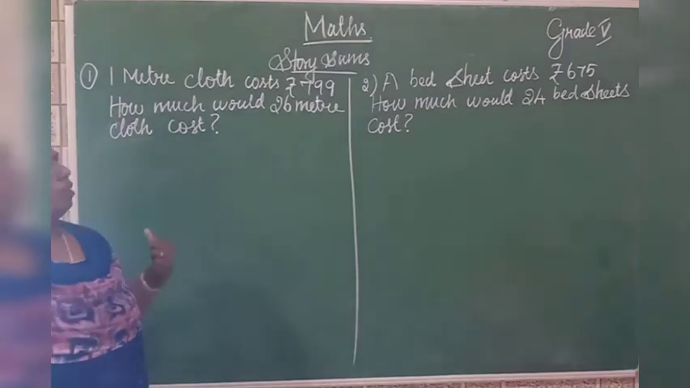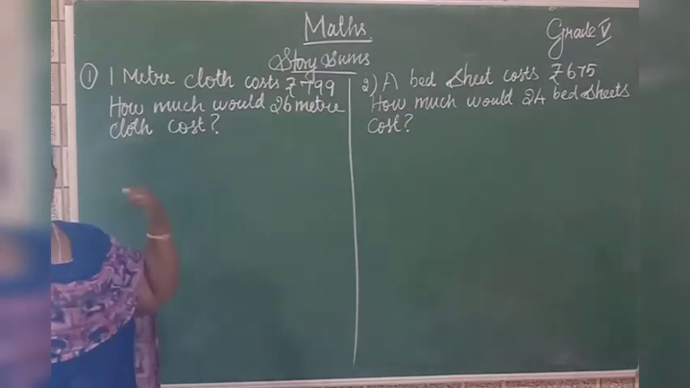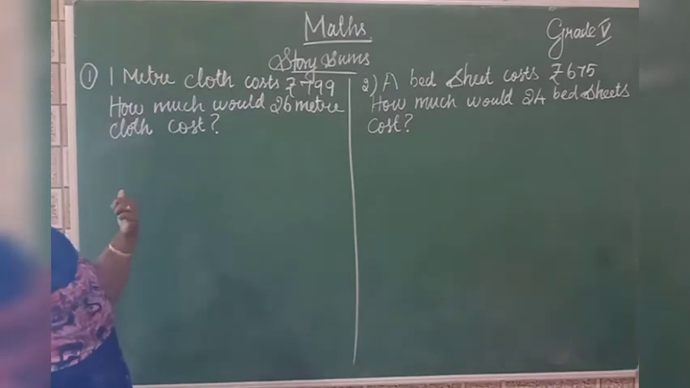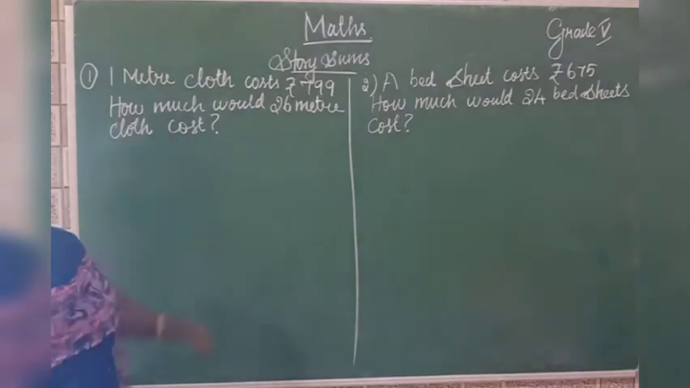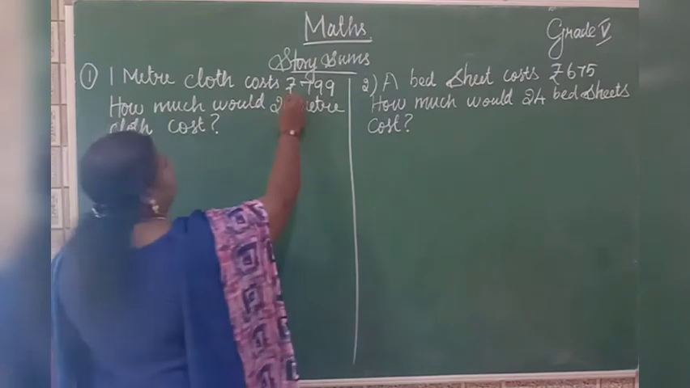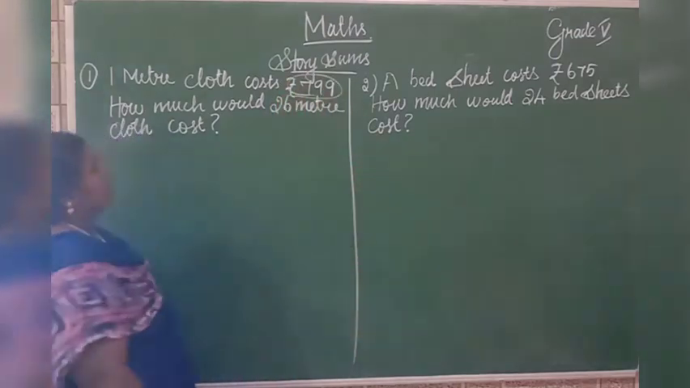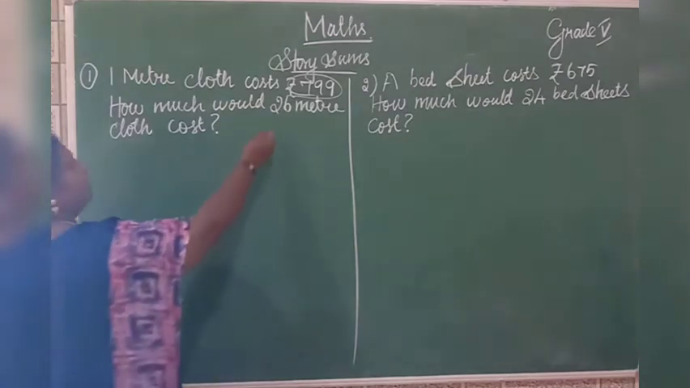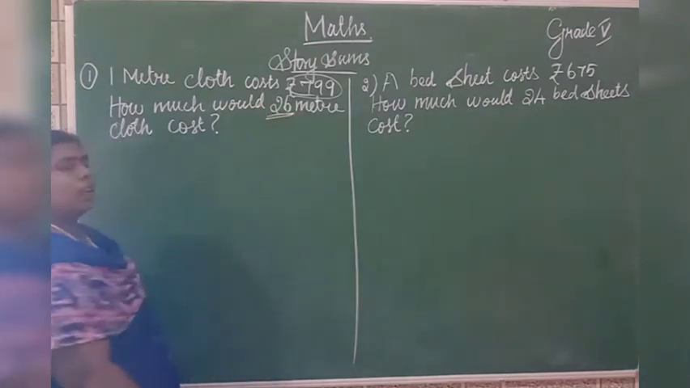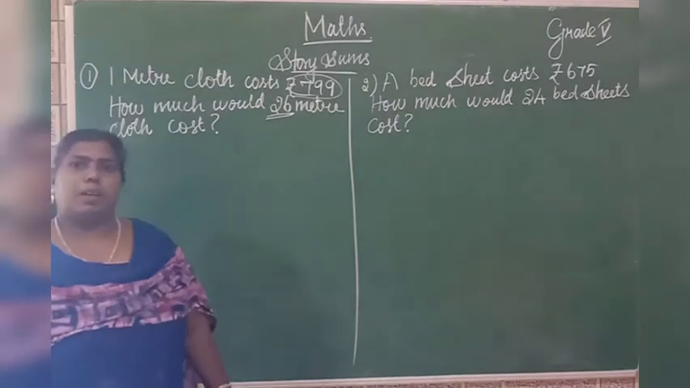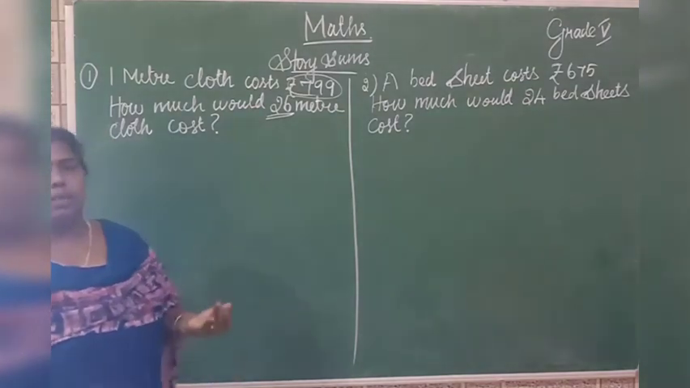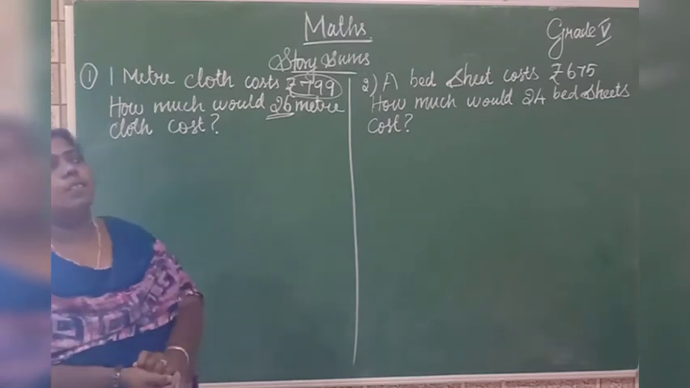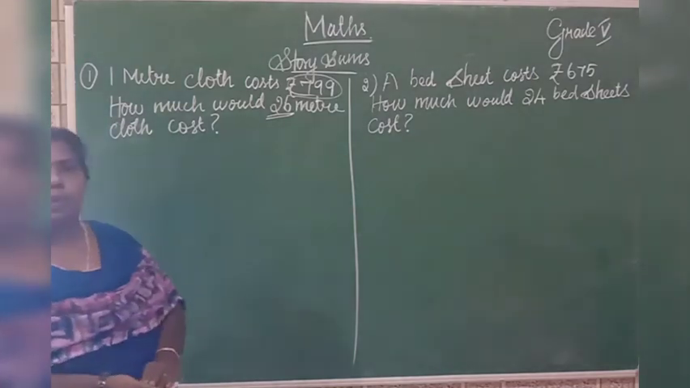So here, do you understand anything? So what are we going to do? Actually, the question is: 1 meter cloth is how many rupees? 799. Then we want to calculate how much for 26 meters. So here we are going to use which operation? Addition, subtraction, multiplication and division. You will learn 4 operations, isn't it? So here we are going to use which operation?